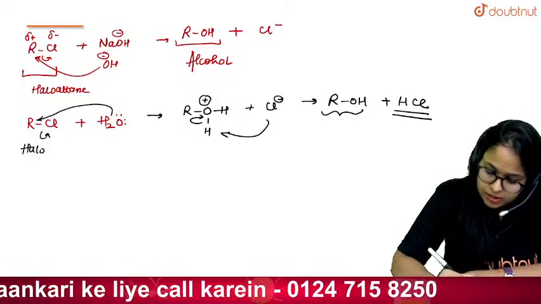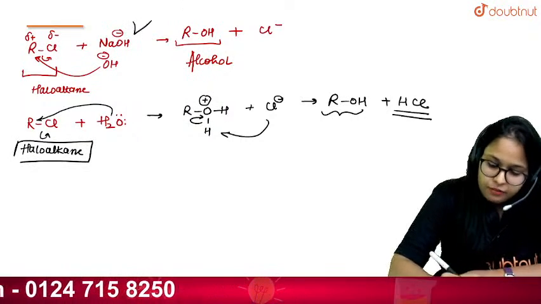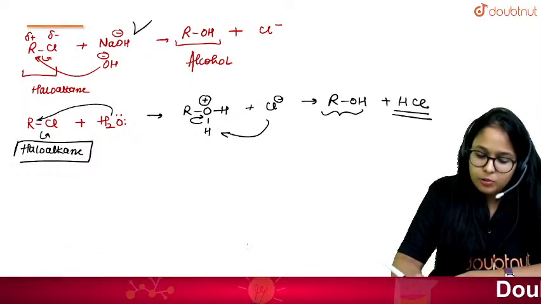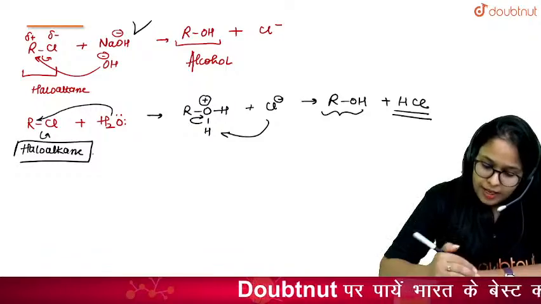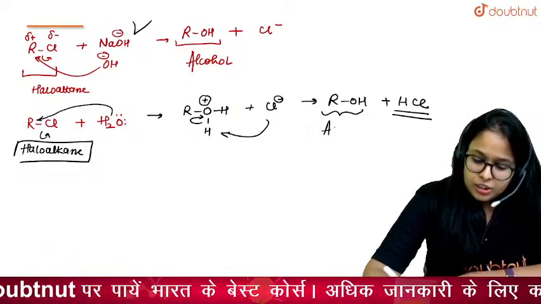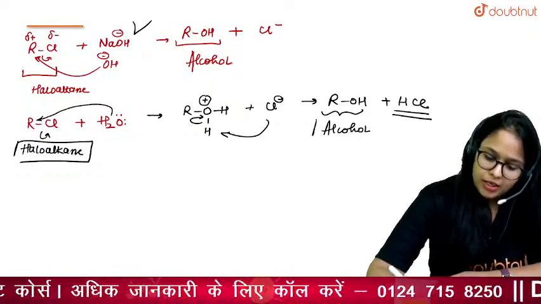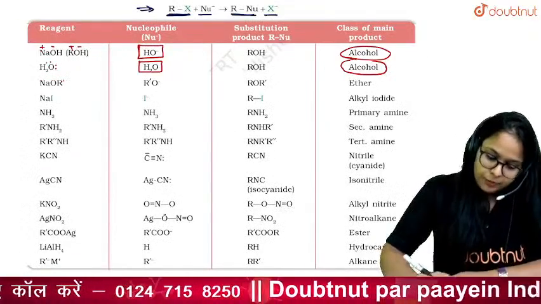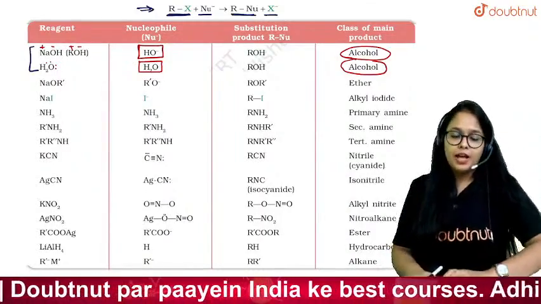From haloalkanes, how do you prepare your alcohol? Using negatively charged nucleophiles, by using their salts such as NaOH or KOH, or using neutral nucleophiles such as water on your haloalkane, leads to the formation of alcohol. So this is also the way to prepare alcohols from haloalkanes. Let's understand the next part. So this was the preparation of alcohols from haloalkanes.